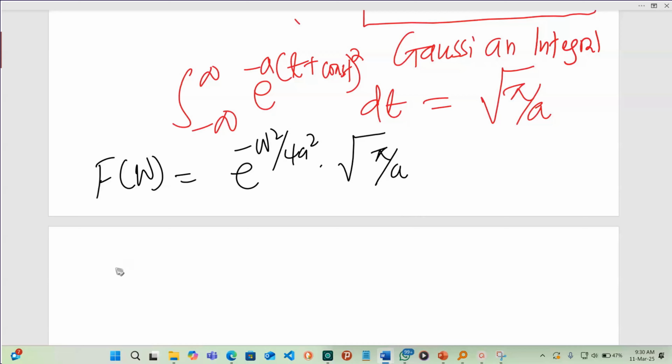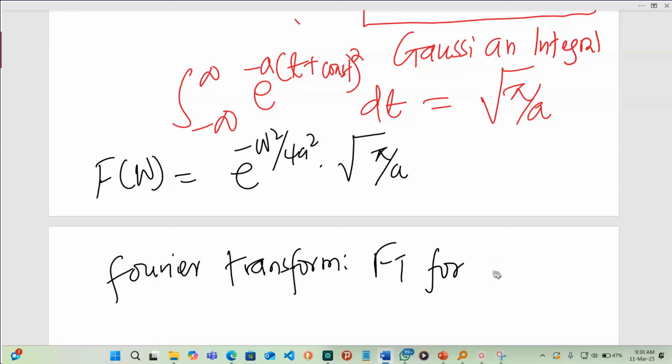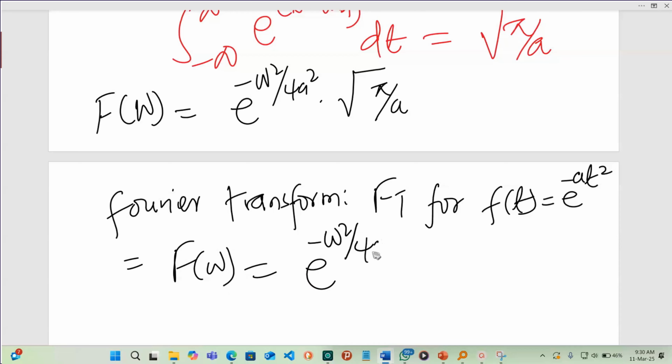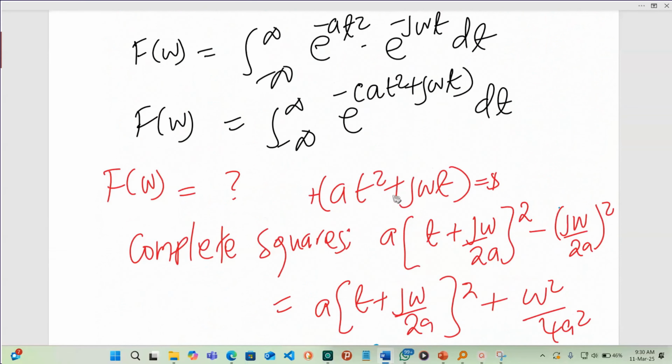Therefore, the Fourier transform for f of t equivalent to exponential of negative a t squared will be F omega equivalent to exponential of negative omega squared out of 4a squared times square root of pi out of a. So that's how we have been able to solve this problem.